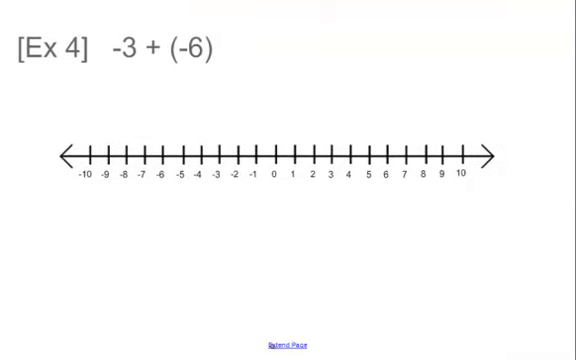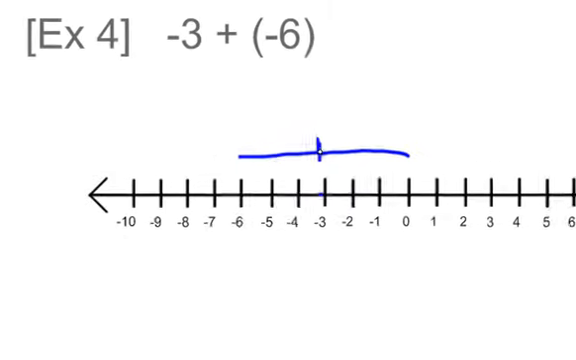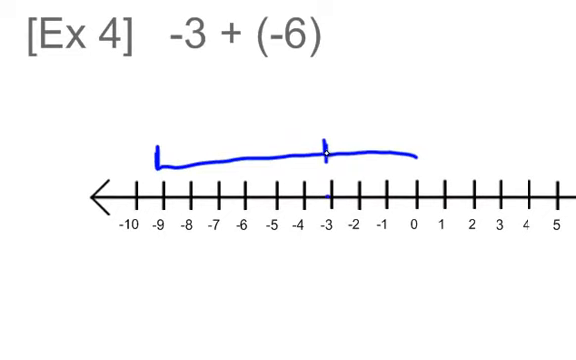All right, let's try negative 3 plus negative 6. We're going to start at 0 again. We're going to go down 3 to the left because it's negative and be at negative 3. Then we're going to go 6 more to the left because it's negative 6. And we're going to end up on negative 9.